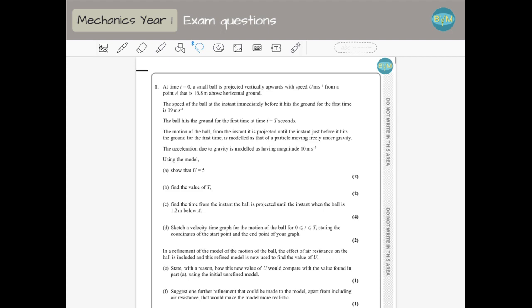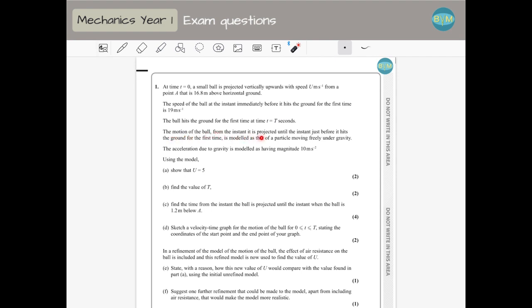Hello, this is question 1 on your mechanics paper from Edexcel November 2020. So you have at time t0, a small ball projected vertically upwards with speed u from a point that is 16.8 meters above horizontal ground. The speed of the ball at the instant immediately before it hits the ground is 19 meters per second, and the ball hits the ground after t seconds.